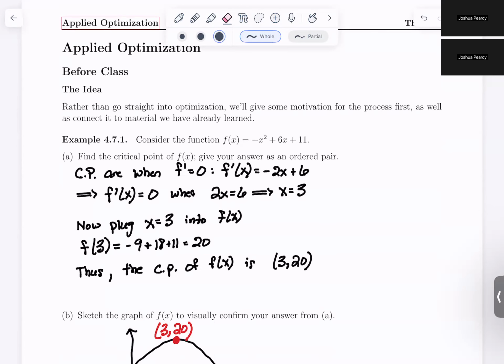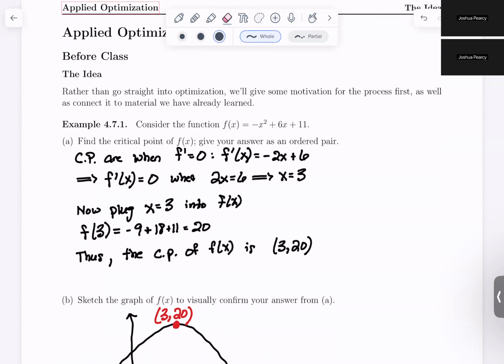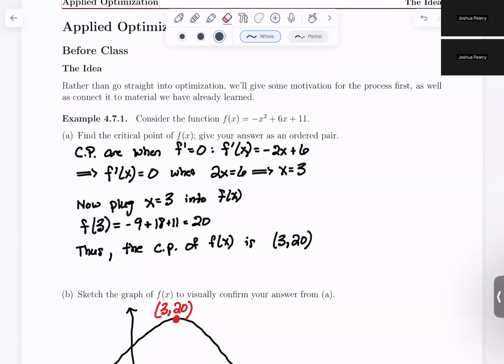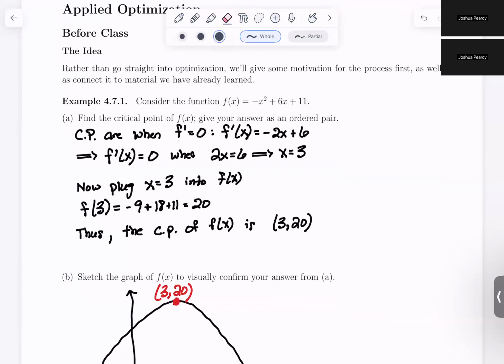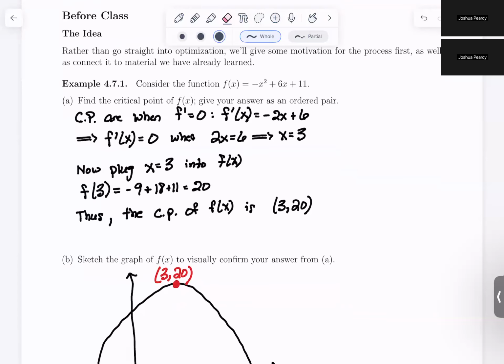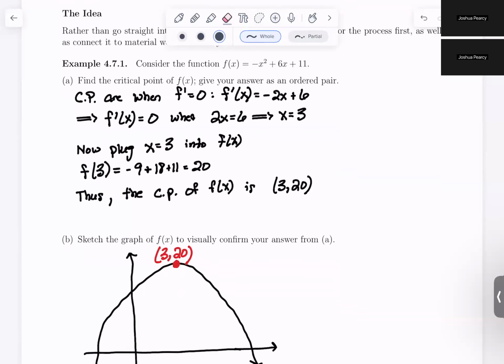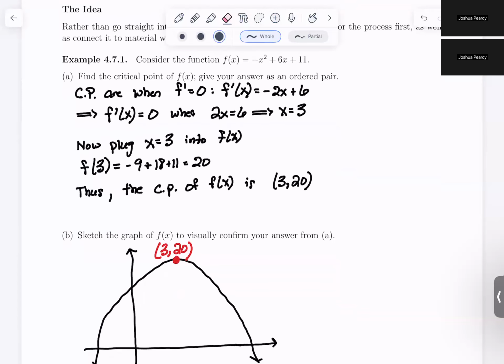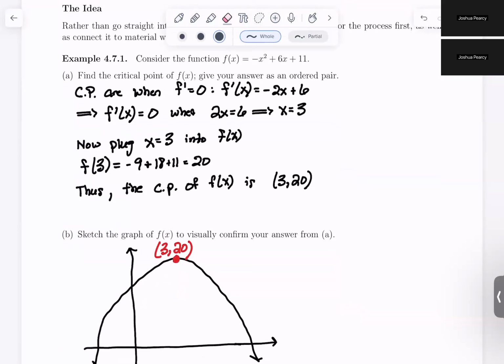So this is the little before-class stuff. It says rather than go straight into optimization, we'll give some motivation for the process first, as well as connect it to material we've already learned. Consider the function f of x is minus x squared plus 6x plus 11. Find the critical point of f of x. Give your answer as an ordered pair.